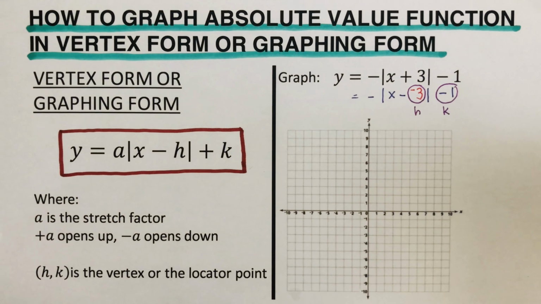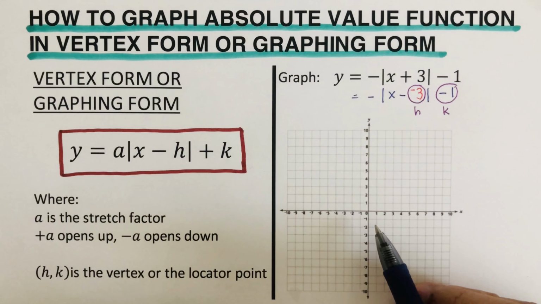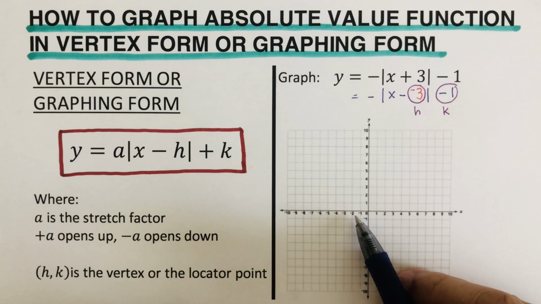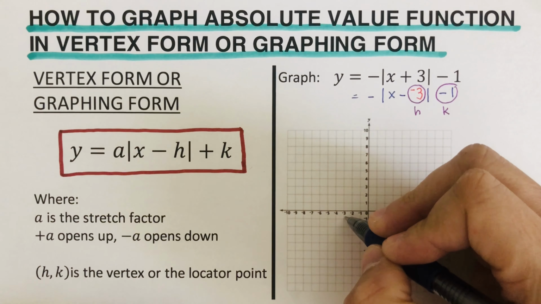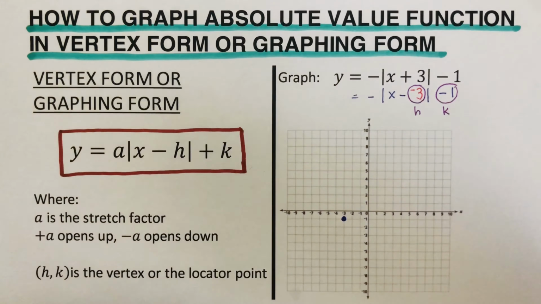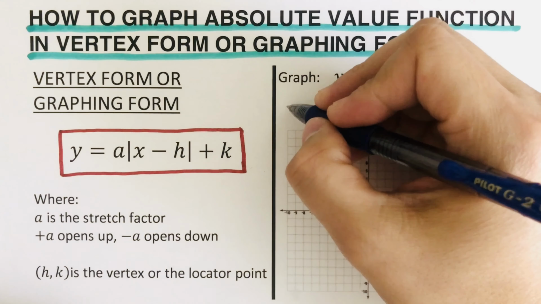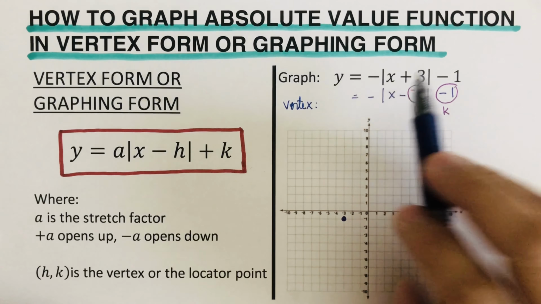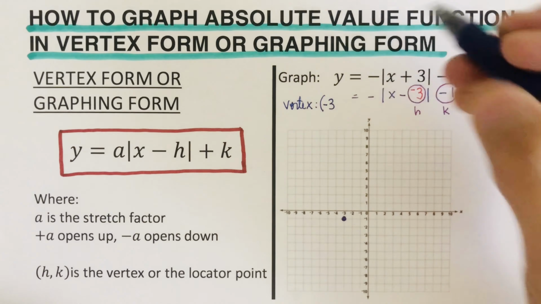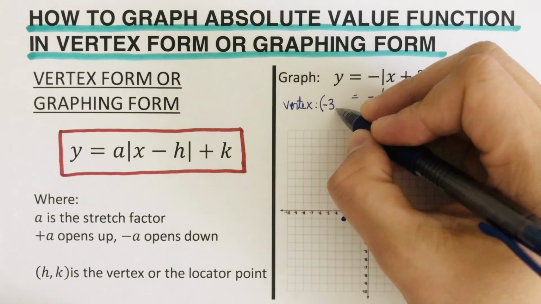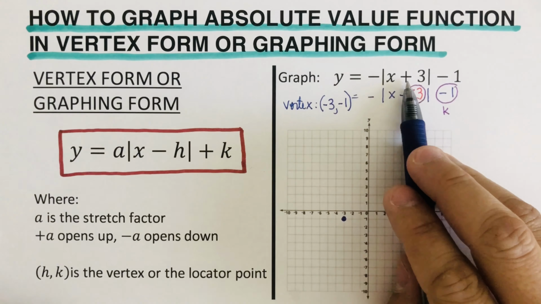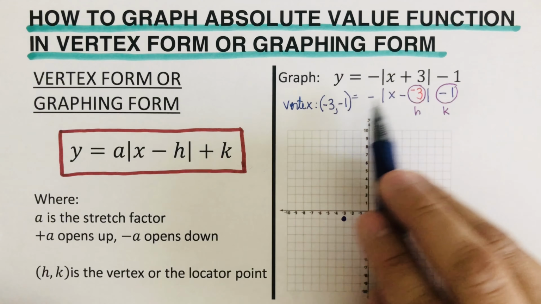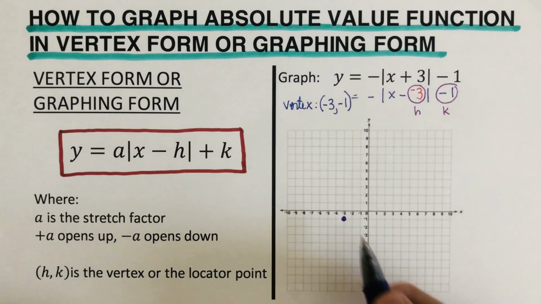Okay, so the vertex that we have is negative 3 and negative 1. So x is negative 3 and y is negative 1. So it's going to be over here. So that's the vertex. Now, I'll give you the fastest way to determine the vertex. I'm going to write the vertex here. The fastest way is we switch the sign of this, so that is a negative 3. And then keep the sign of this, so that is a negative 1. Again, switch the sign, keep the sign. So negative 3, negative 1. So that's the vertex right there.